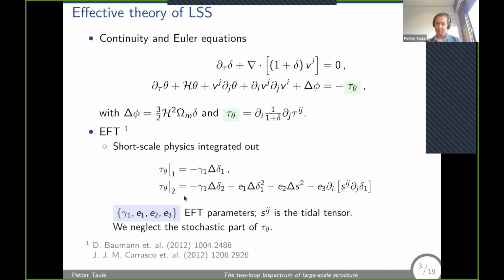In principle, though, to compute the two-loop bispectrum in the EFT, we would also have to write down the third and fourth order contributions to the effective stress tensor here. But since we will use a simplistic treatment where you don't need those operators explicitly, we won't write them down.